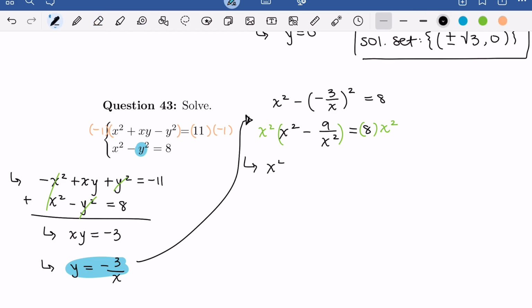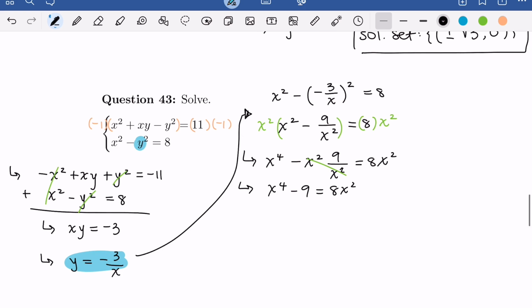So that first term is going to be x to the 4th power, and then we have x squared times this guy. Just to emphasize, we're going to have x squared times this 9 over x squared, and as you can see, these are going to cancel. So we're going to be left with x to the 4th minus 9 is equal to 8x squared. Now this is looking like an equation that we might be able to solve.